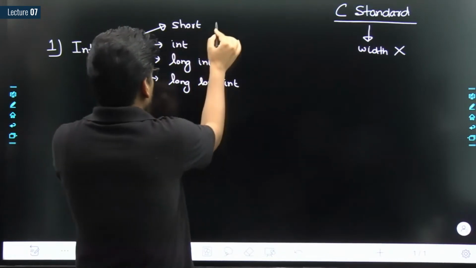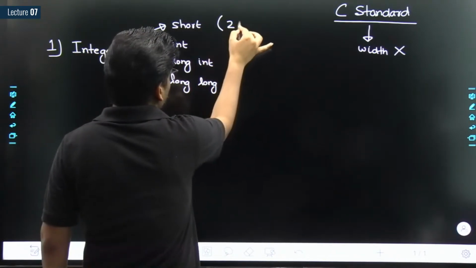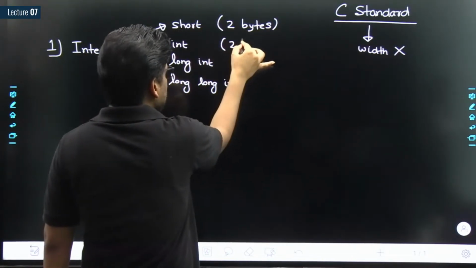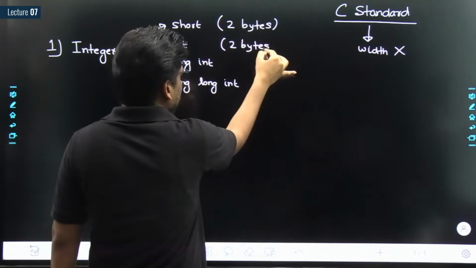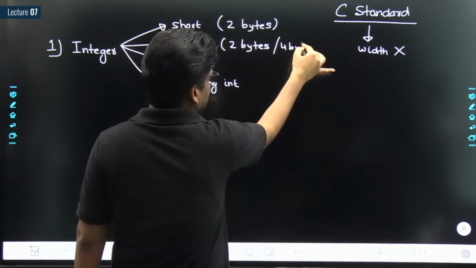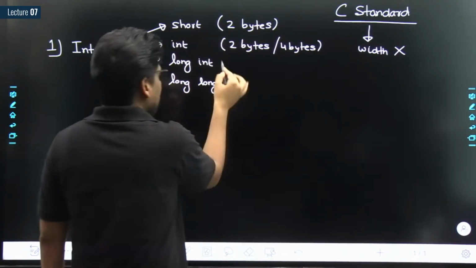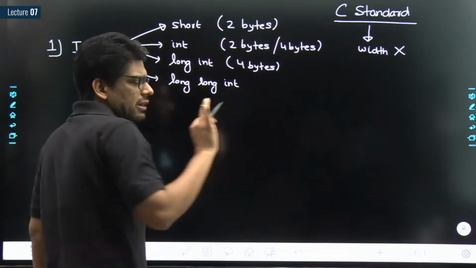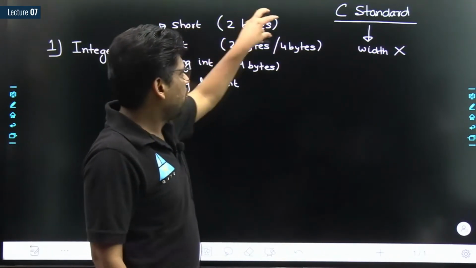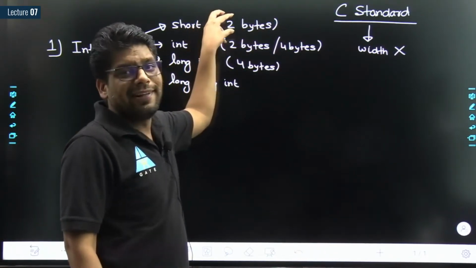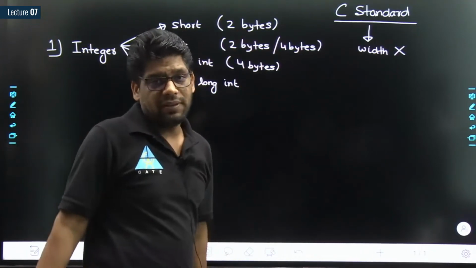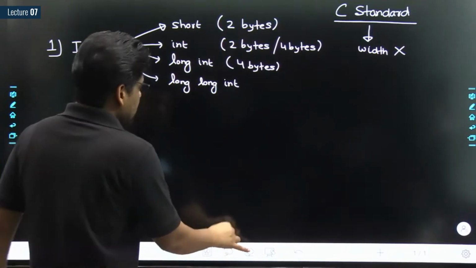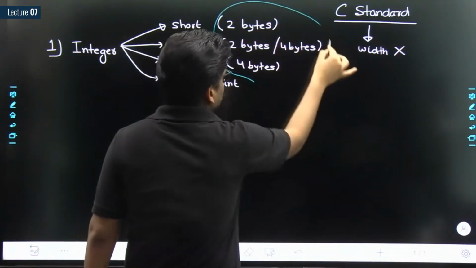Okay, sir. So what is the size, sir? 2 bytes. Minimum 2 bytes. Sir, minimum it is again 2 bytes, but it could be 4 bytes depending upon the compiler. Sir, long, minimum is 4 bytes, like this. We will cover that. Why? Because depending upon how much memory is allocated, the range of values may vary. Okay, sir. So this is about integers.